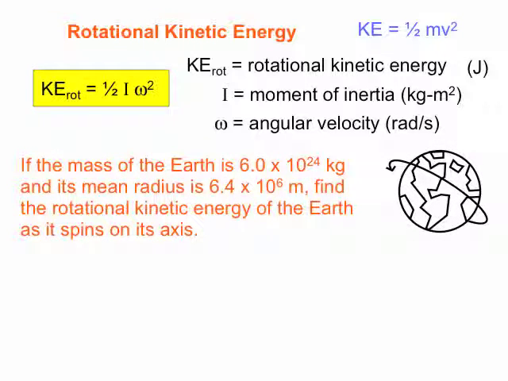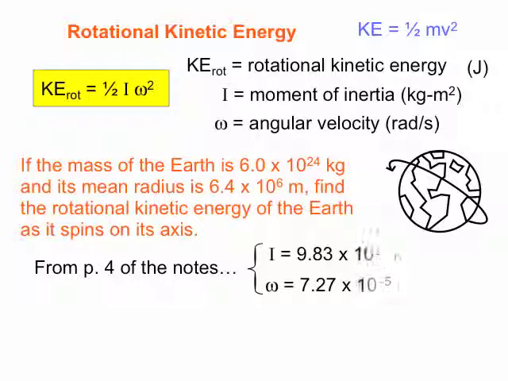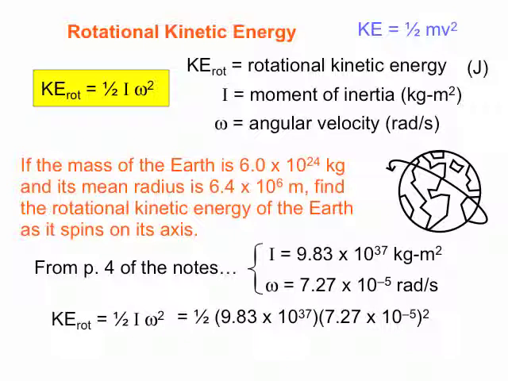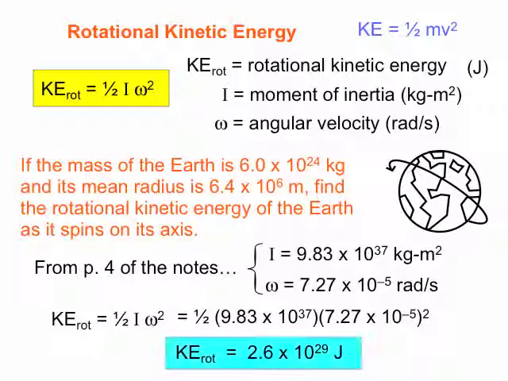So let's look at the Earth's rotational kinetic energy. It has a mass of 6 times 10 to the 24 kilos. Its mean radius is 6.4 times 10 to the 6 meters. That means at the equator, what is its rotational kinetic energy as it spins? Remember, we've already gotten previously its moment of inertia and its angular velocity. So let's feed that in. 1/2 I omega squared. Feed in our numbers. We get a kinetic energy of 2.6 times 10 to the 29th power joules.